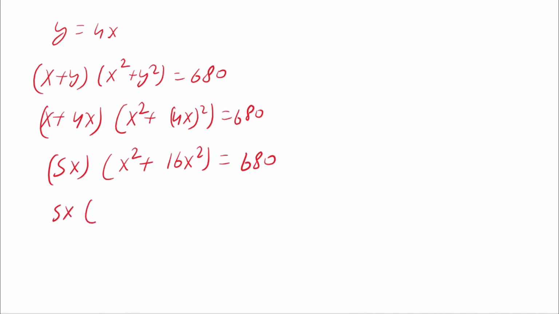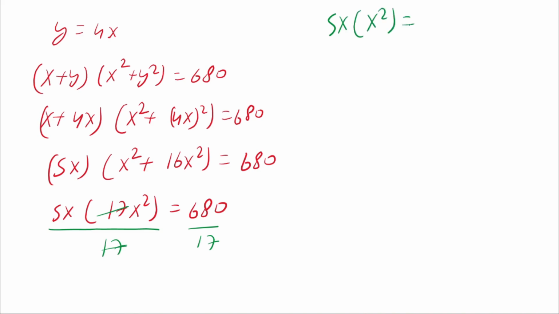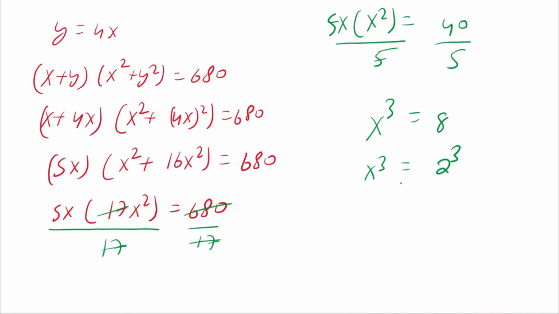Then 5 times x is multiplied by x square plus 16 times x square, that is 17 times x square, equal to 680. If we divide both sides by 17, then this 17 is cancelled out by this 17. Then on the left hand side 5 times x is multiplied by x square, this is equal to 680 divided by 17, then we get 40. If we divide both sides by 5, then this 5 and this 5 cancel out. X times x square is x power 3, this is equal to 40 divided by 5, then we get 8. Then x cube is equal to 8, which is the same as 2 power 3, and if we take both sides to the power 1 over 3, then the value of x is 2.